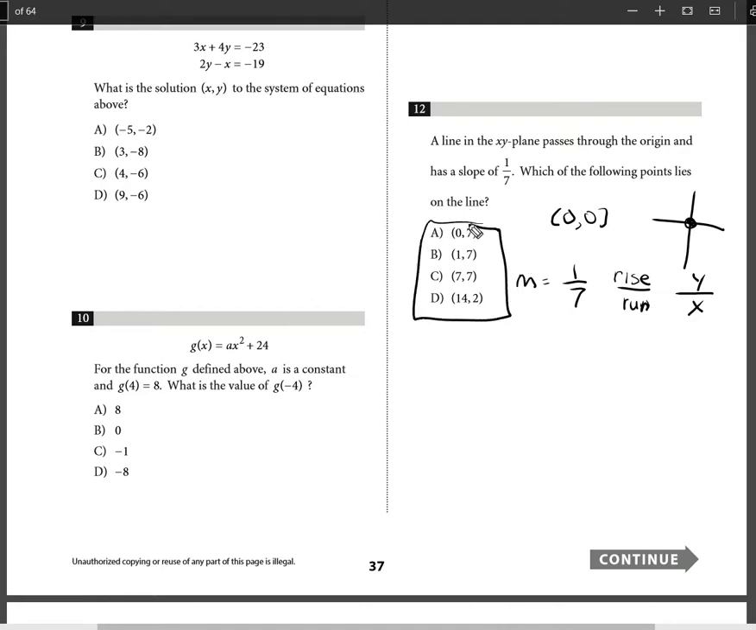All these points are positive, so we know we just need to go up. So starting at 0, 0, x value, y value, all we need to do is simply follow the slope. So first time, your x value changes by 7, rise over run, and your y value changes by 1. You have 7, 1. That is not an answer, so let's keep going. Your x value once again changes by 7, so you have 14, and then your y value changes by 1, 14, 2. That is D.